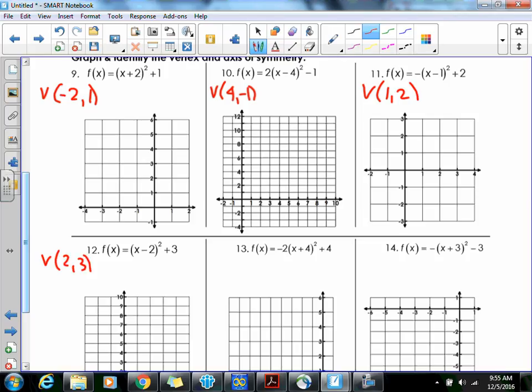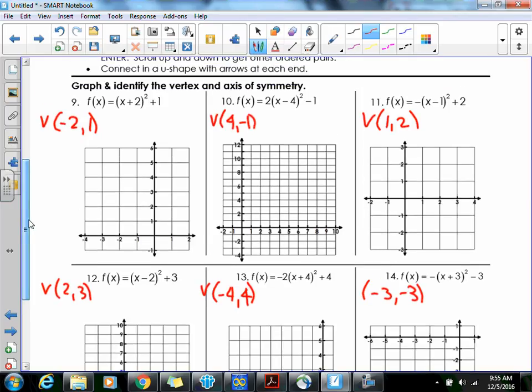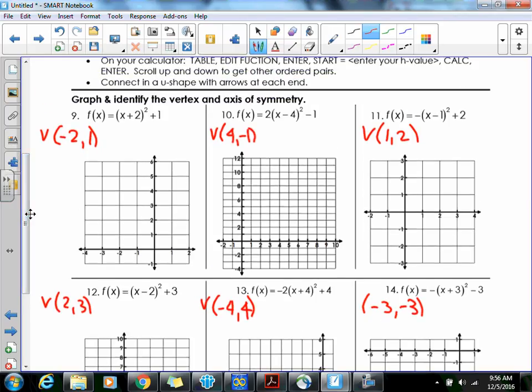Does everyone understand? If I'm looking inside the parentheses, I take the opposite of that sign. If it's outside the parentheses, I keep it the same. Let's do the next one. What's this vertex? -4, +4. What's this one? -3, -3. Okay?